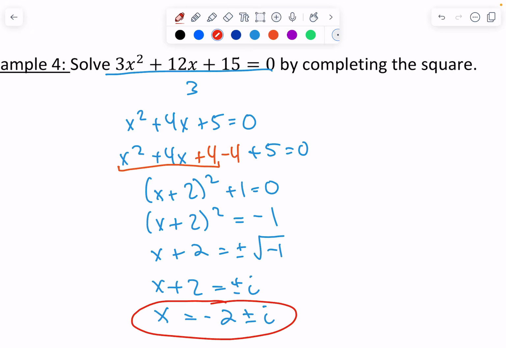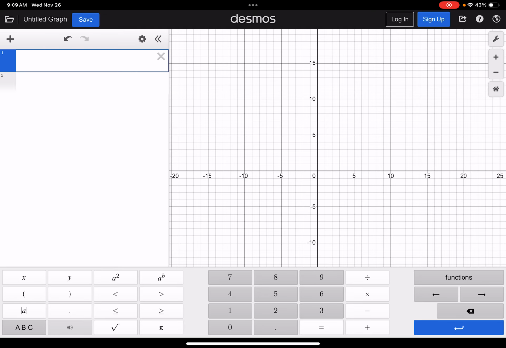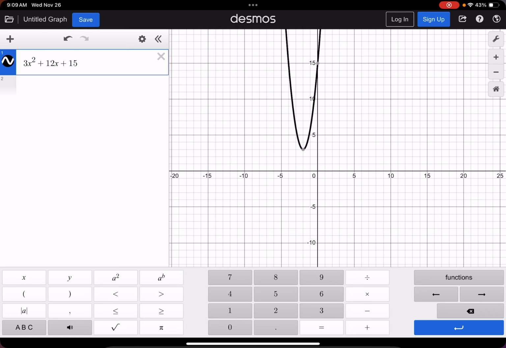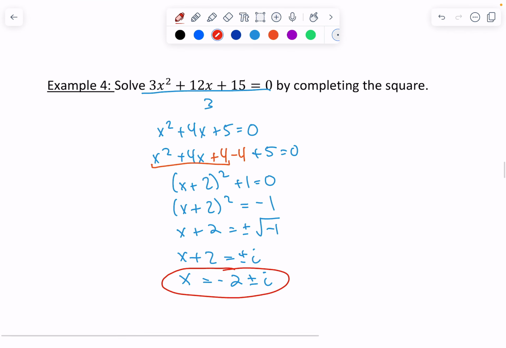And if I graphed it, I wouldn't have obtained that answer, because if I graph it, there are no x-intercepts. So if I graph this 3x squared plus 12x plus 15, there are no x-intercepts. So I could have only found that answer by completing the square up to this point. And there is another method that I could use, but we haven't learned that yet, so I'm not going to talk about it.